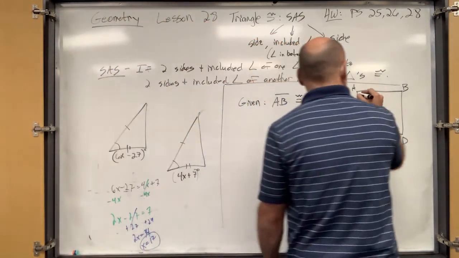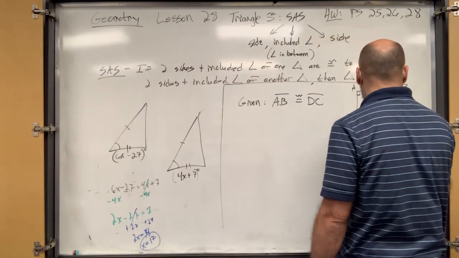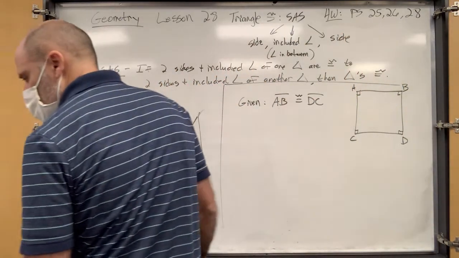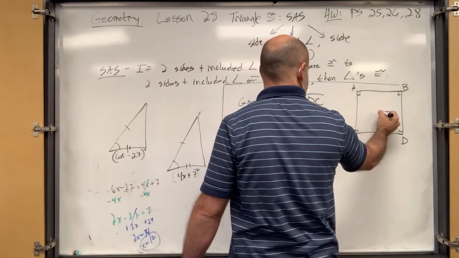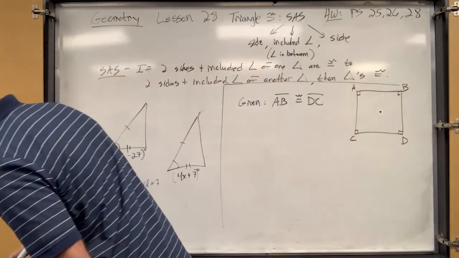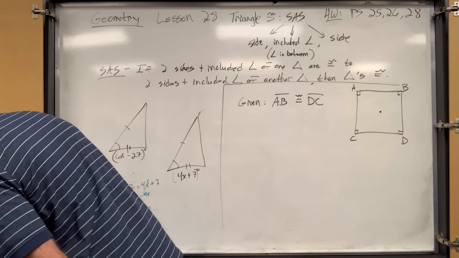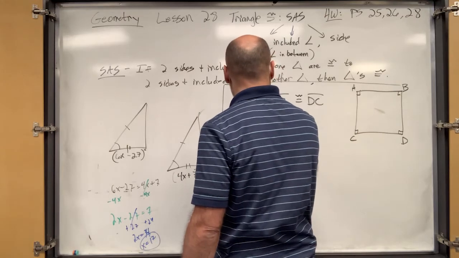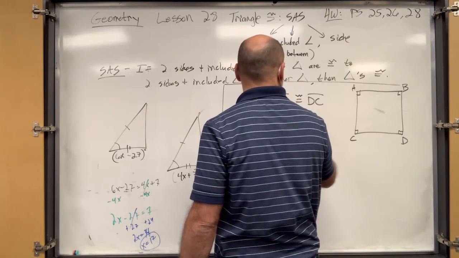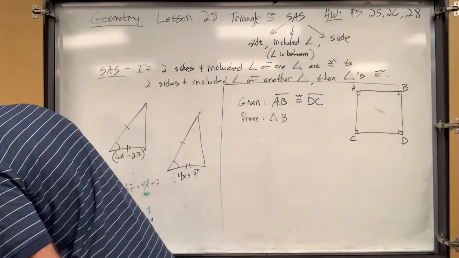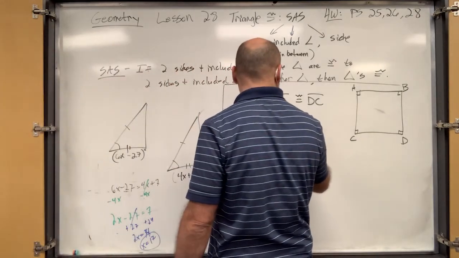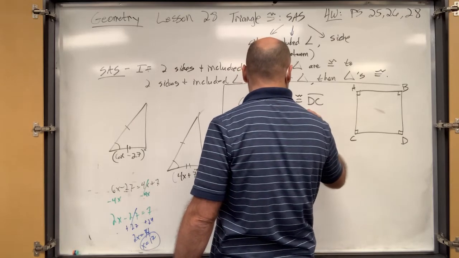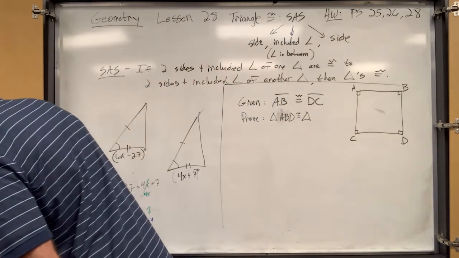Okay, this is just a square. So what I'm going to try to prove, we're given that AB is congruent to DC. I want to prove that triangle ABD is congruent to triangle DCA.